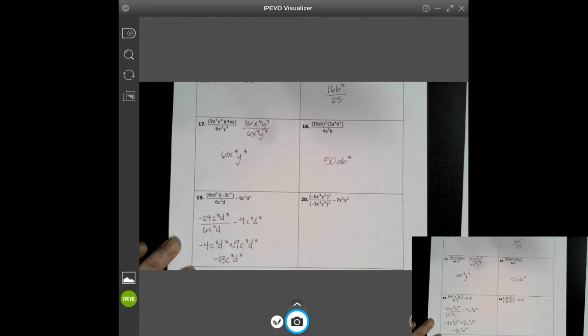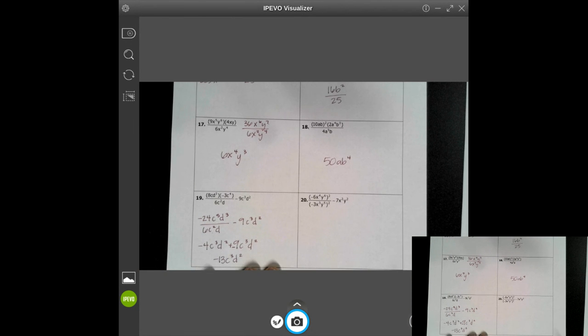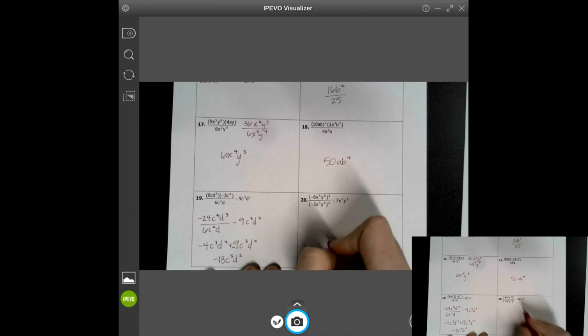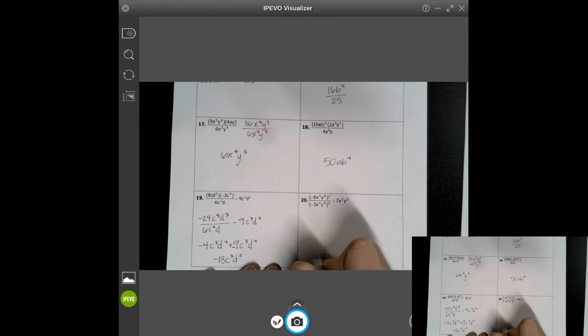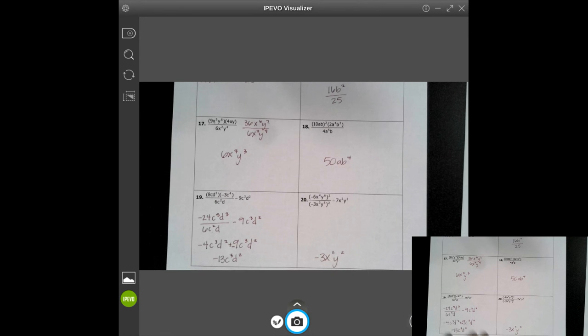Okay, so take a minute, try number 20. I know it's a massive thing there, but give it a shot. If you did it correctly, you should get negative 3x squared y squared. Okay, so finish this video up, answer your questions, and then we will move on to negative exponents.